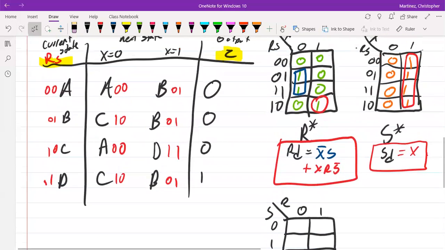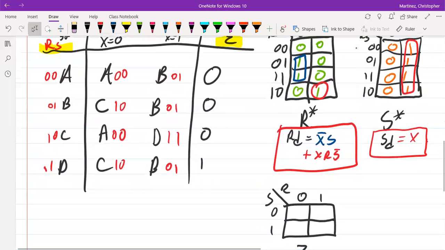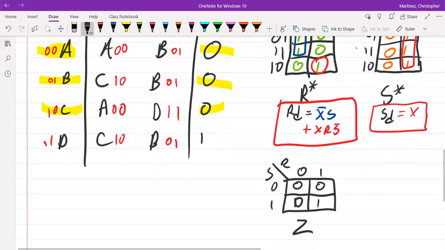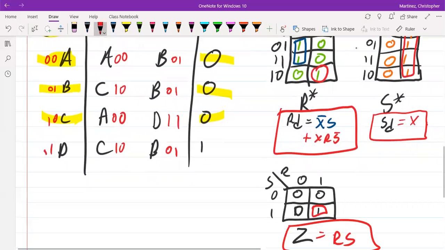And in here we see when R and S is 0, 0, our output is 0. So 0, 0 is a 0. Next item, 0, 1 is also a 0. Next item is 1, 0 is also a 0. And then our last one is going to be a 1. So we're going to solve this. There's no groupings, just a single item by itself, and that's RS. And that would be how we solve the actual circuit for this state machine that we were producing.